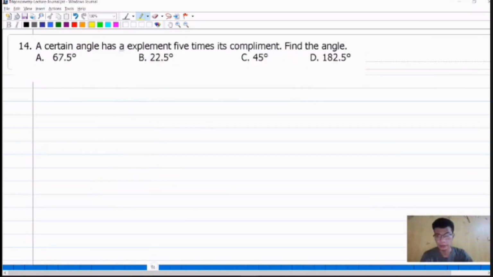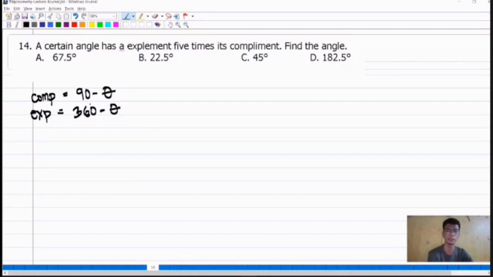Number 14. Find a certain angle whose explement is 5 times its complement. So, meron tayong dalawang quantity na binigay. The complement is 90 minus the angle theta, di ba? While the explement is 360 minus the angle theta. So, huwag natin kakalimutan yan.